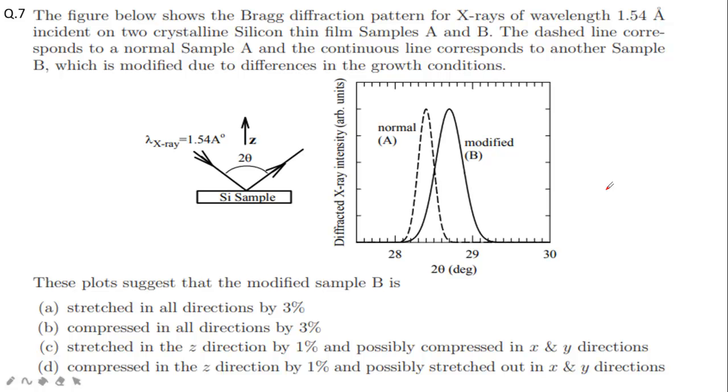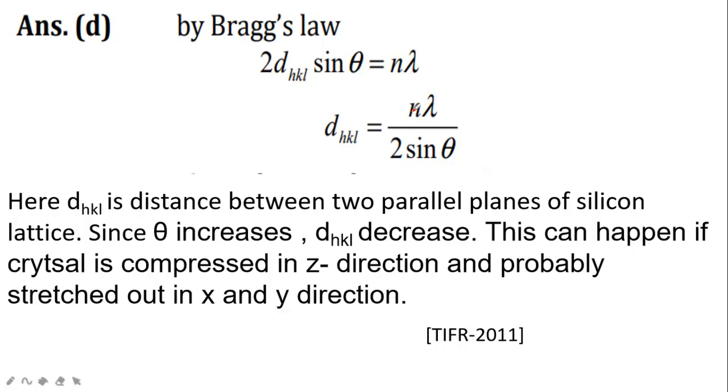So if the sample is stressed out or compressed, the peak will be modified. This is Bragg's law, 2d sin theta equals n lambda, and we can conclude d equals n lambda upon sin theta. Now we can say that if we increase theta, d decreases, and if we decrease theta, d increases, because d is inversely proportional to sin theta.